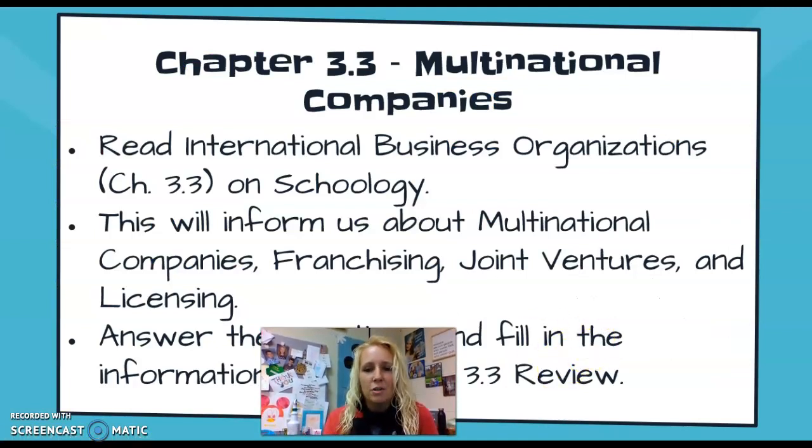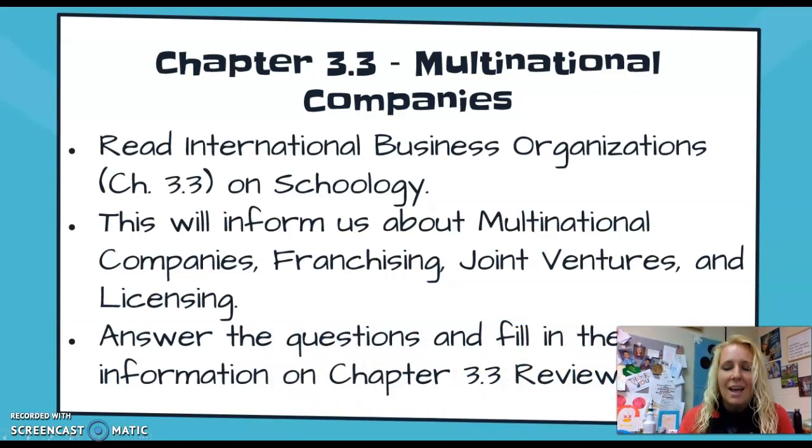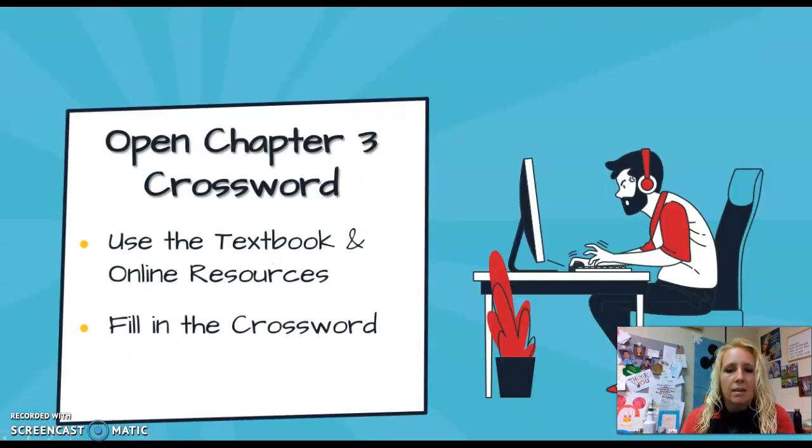After you finish that, make sure that you have watched the necessary amounts and responded, and then open up on Schoology the worksheet about multinational companies. You're going to read the little bit in the chapter about international business organizations. It's chapter 3.3. And then fill in the information on the worksheet, chapter 3.3 review. Again, this is going to inform us and tell us about multinational companies, franchising, joint ventures, and licensing. Once you are finished with that, that concludes chapter 3.